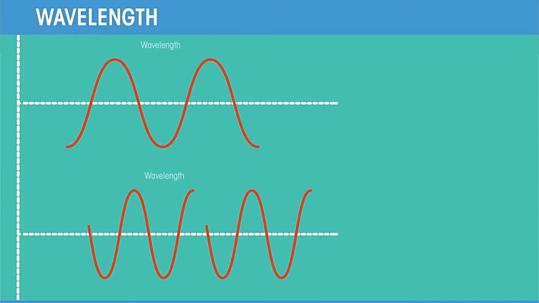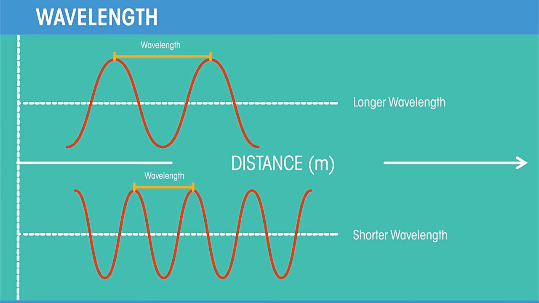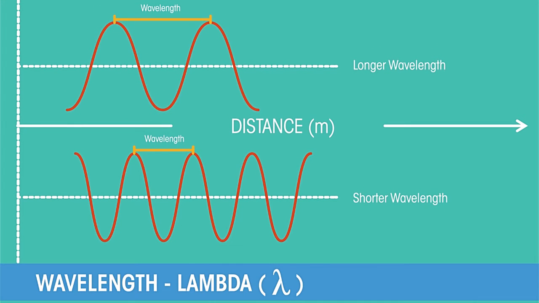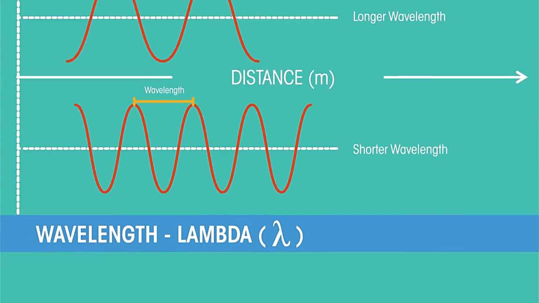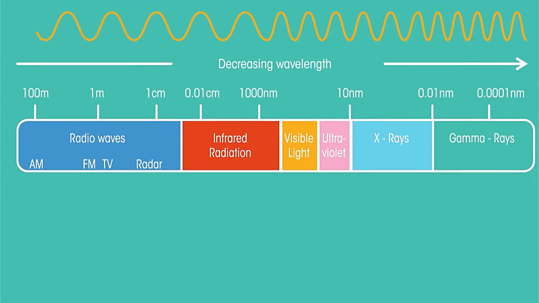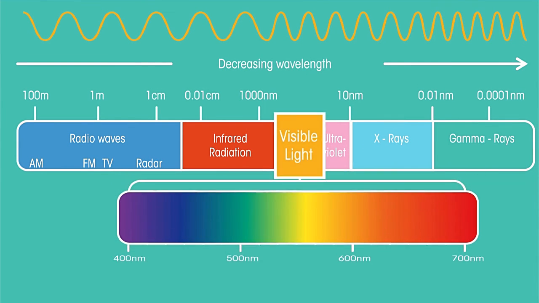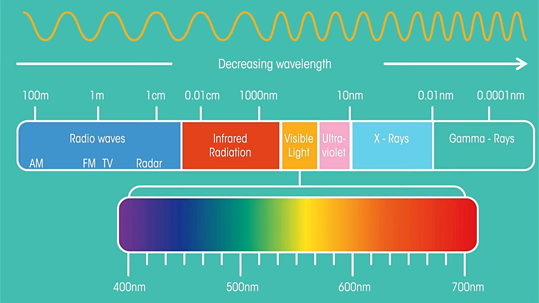Now for the wavelength. The wavelength is the distance between a point on one wave and the same point on the next wave. For example, two peaks or two troughs. Wavelength is given the symbol lambda from the Greek letter and is usually measured in meters. Wavelengths can vary hugely in size. X-rays are very short, visible light is here, and FM radio waves are much longer.